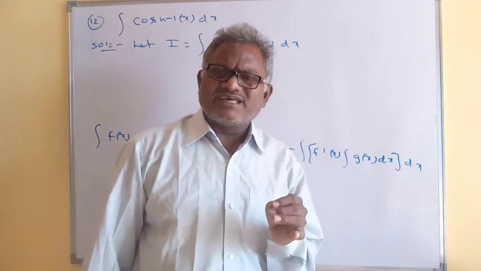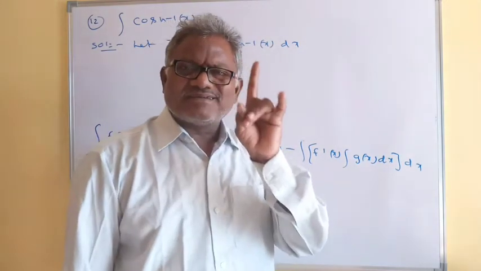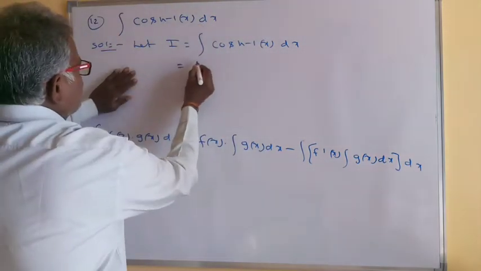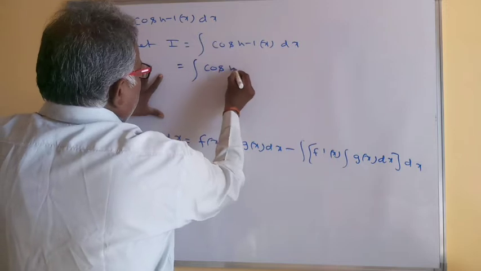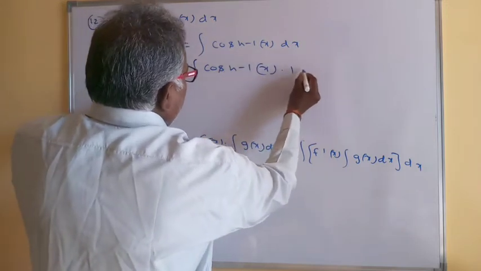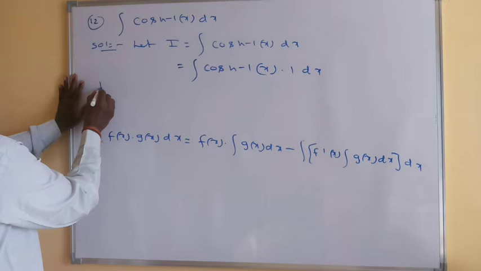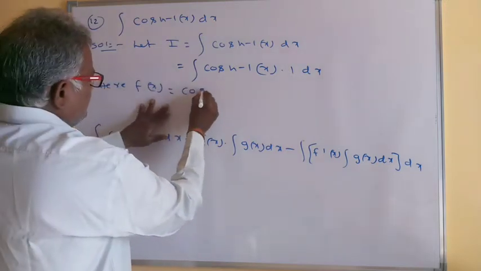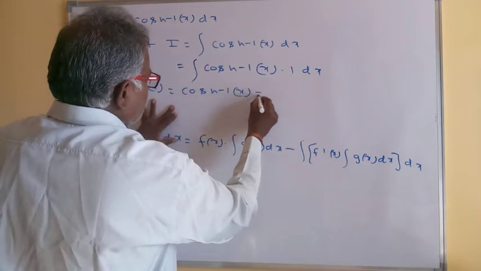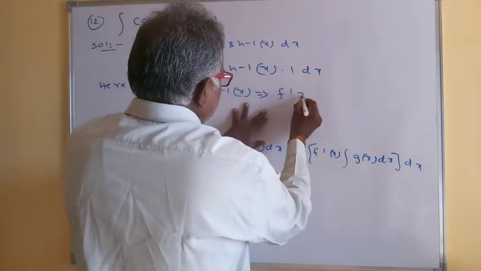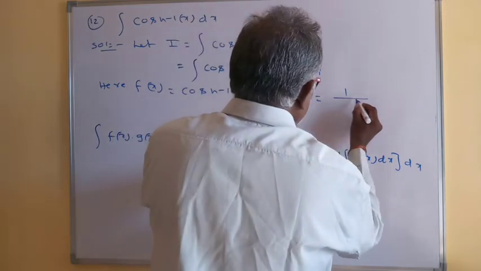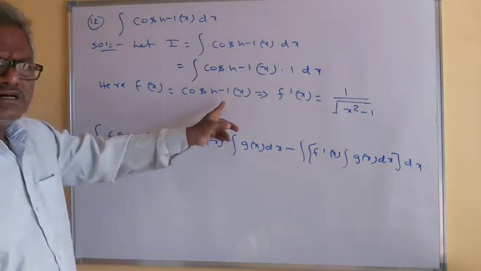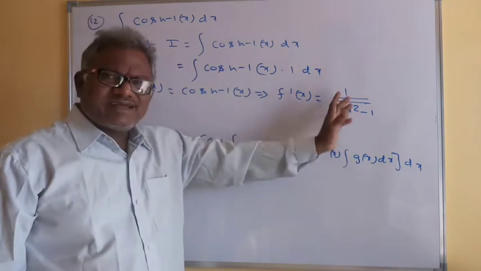Whenever an inverse function is there, you just have to write the second function as 1, for logarithmic functions also. Okay, and also some special types of algebraic functions. So here cos h inverse x into 1 dx. Okay, so here f of x is equal to cos h inverse x. So f dash x is equal to 1 by root of x square minus 1. The derivative of cos h inverse x is nothing but 1 by root of x square minus 1.